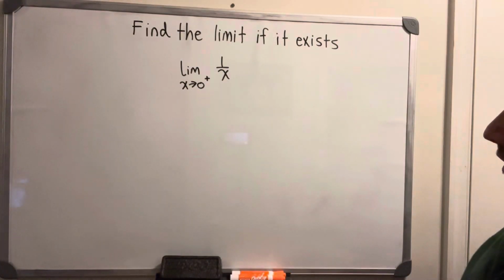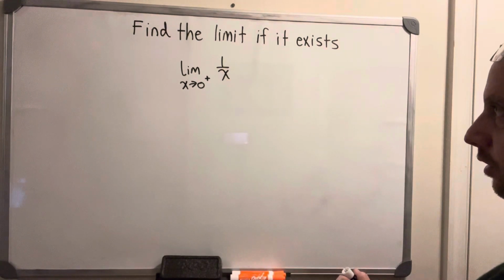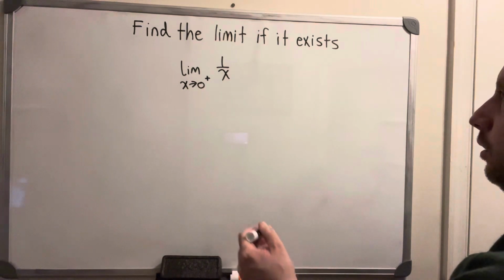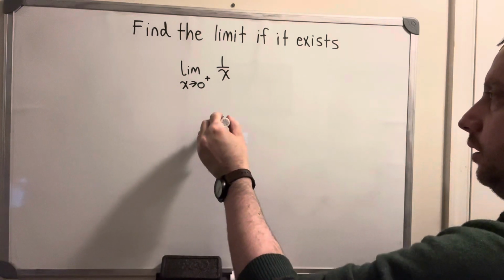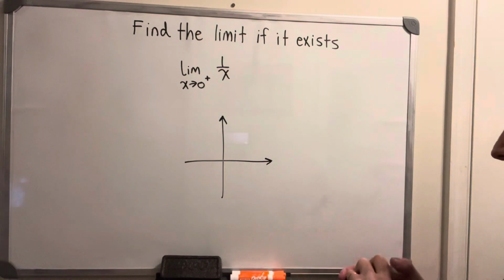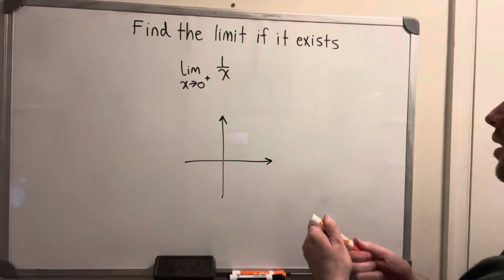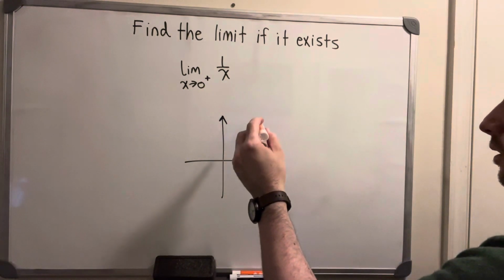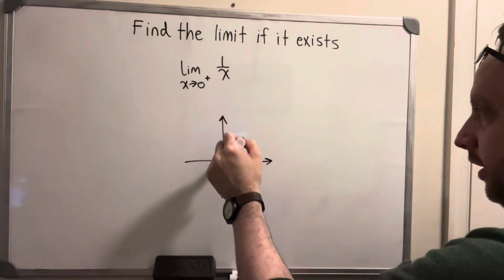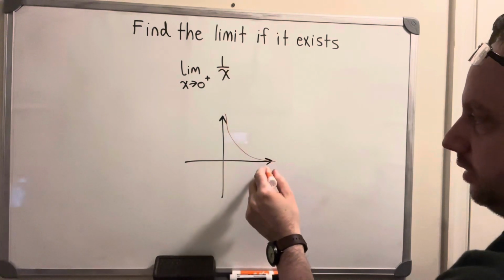This problem says find the limit if it exists. The limit as x approaches 0 from the right of 1 over x. So let's take a sketch of this function. We know that for positive values of x, the function is positive. And for very small values, it's very large. For very large values, it gets very small. It never reaches 0.